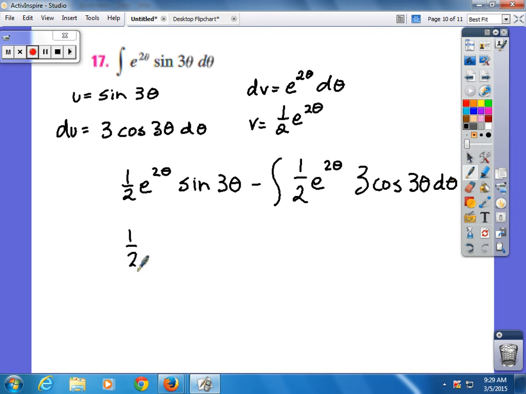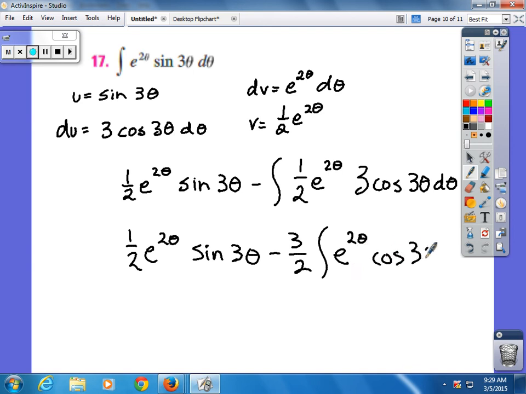So 1/2 e to the 2 theta sine of 3 theta minus, we can pull out the 1/2 and the 3, right? Yes, Hubert. Thank you, class. Appreciate the interaction, boosters. Cosine 3 theta d theta. I think we're going to have about the same thing we had with that other problem. It looks like this is where it's going.